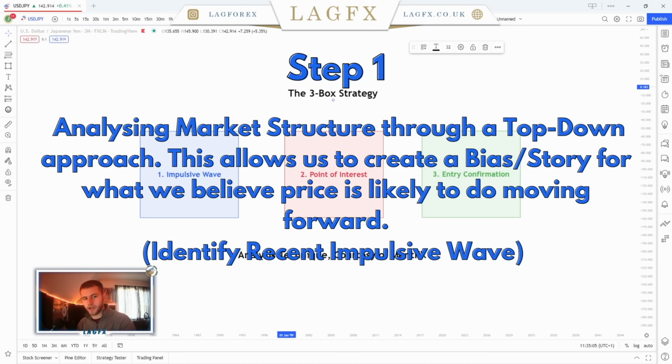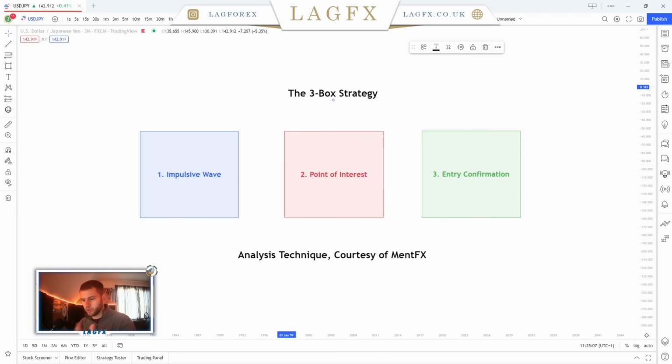And then as we go down the time frames, we can understand how that higher time frame bias, and the desire of price structurally on the higher time frames, is going to dictate what we want to see on the lower time frame. So the first box we want to find is an impulsive wave. Of course, the trend is our friend. We want to be on the same side as the market is currently trending in.